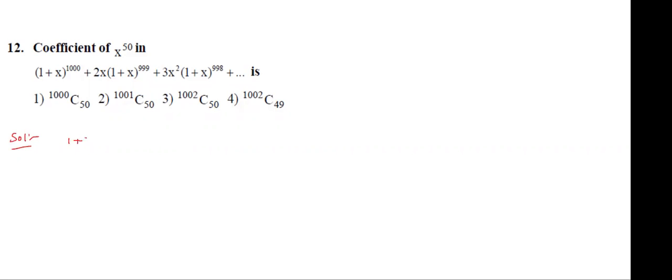plus, and so on. Those are the terms. So once again I am writing here: 2x(1+x)^999 plus 3x^2(1+x)^998 plus and so on.